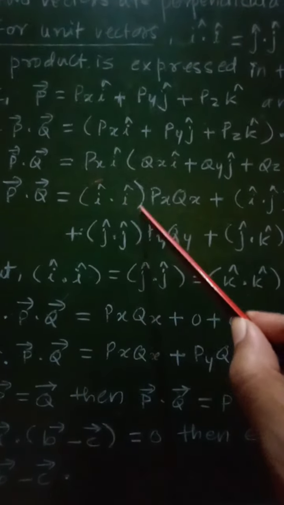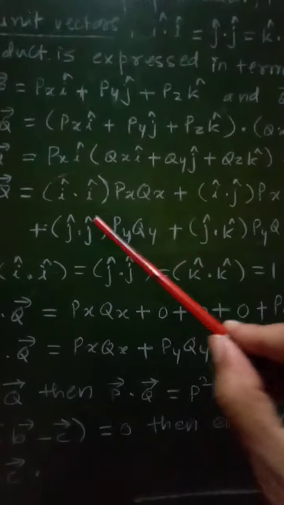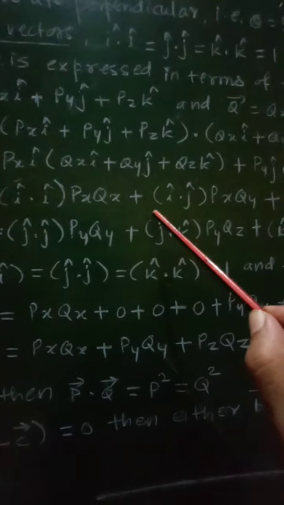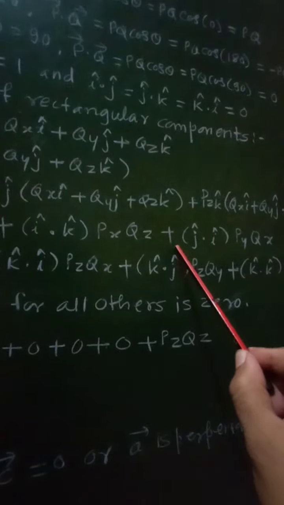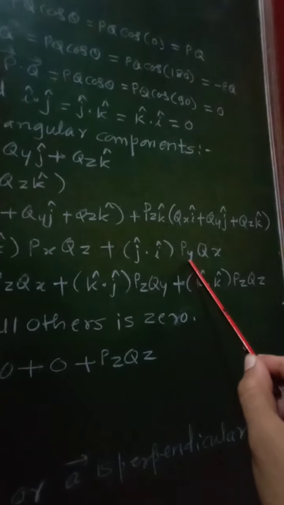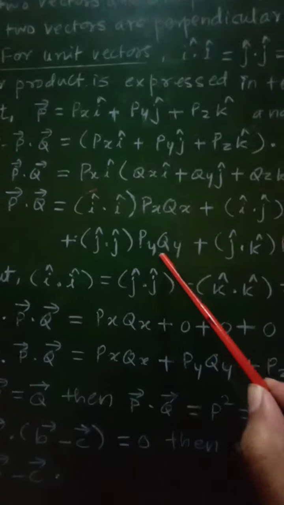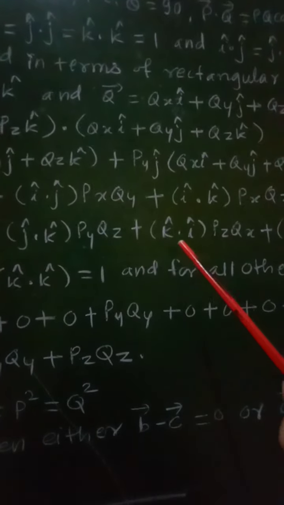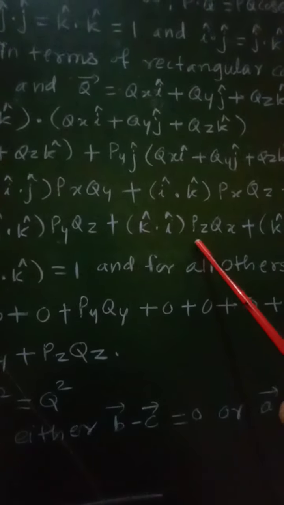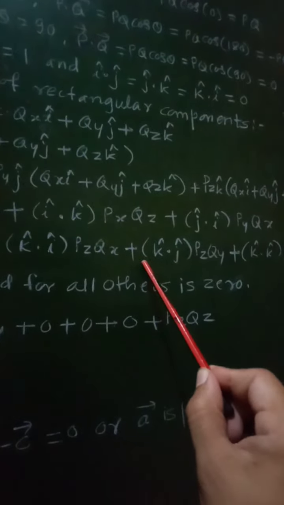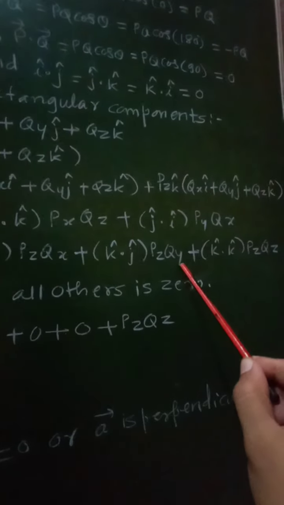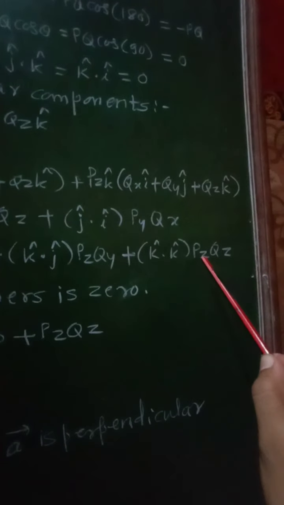So all the three terms of vector p are multiplied by three terms of vector q, and therefore vector p dot vector q will be written as, taking product of unit vectors, we will get i cap dot i cap into px qx plus i cap dot j cap into px qy plus i cap dot k cap into px qz plus j cap dot i cap into py qx plus j cap dot j cap py qy plus j cap dot k cap py qz plus k cap dot i cap pz qx plus k cap dot j cap pz qy plus k cap dot k cap pz qz.